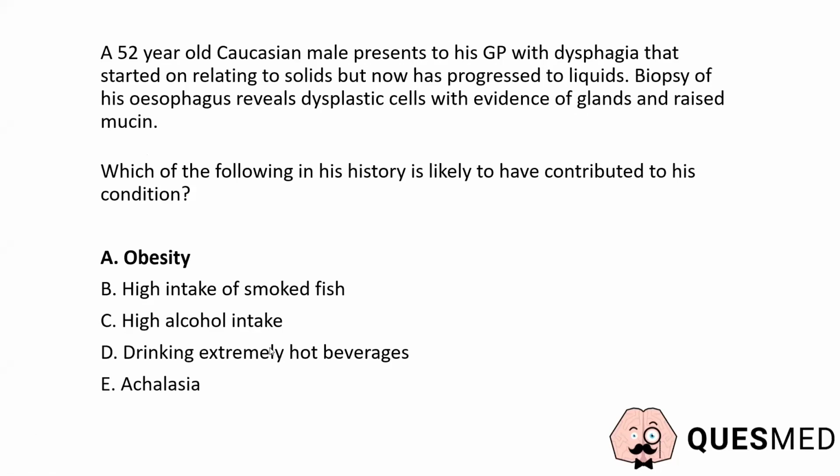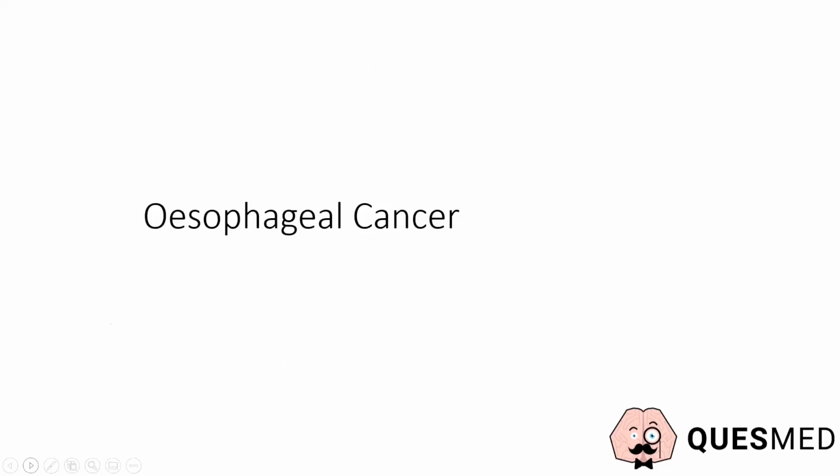Excellent. So it looks like the majority of people got this question correct again. So this patient has presented with a history that's highly suggestive of esophageal adenocarcinoma, and he has histology to support that as well. So obesity is a significant risk factor for the development of esophageal adenocarcinoma. The other risk factors tend to be more associated with esophageal squamous carcinoma. Okay, and we'll move on to discuss a little bit about esophageal cancer.